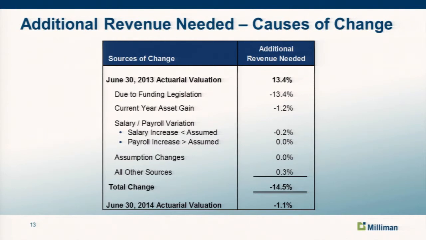We had this good asset gain. That means we need even less additional revenue than we otherwise thought. Again, we have a couple of minor impacts: the salary increases less than assumed and all other sources. But at the end of the day, in the 2014 valuation we have a negative 1.1% additional revenue needed. As I mentioned earlier, what that really means is if everything else went according to plan, we would project some decreases in the ultimate rates as allowed under the funding legislation. And that's certainly going to change from year to year.